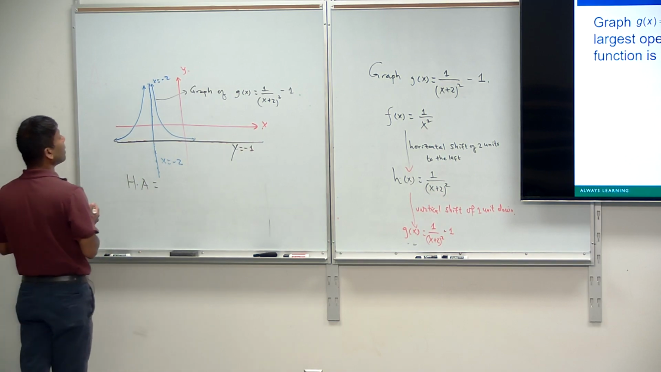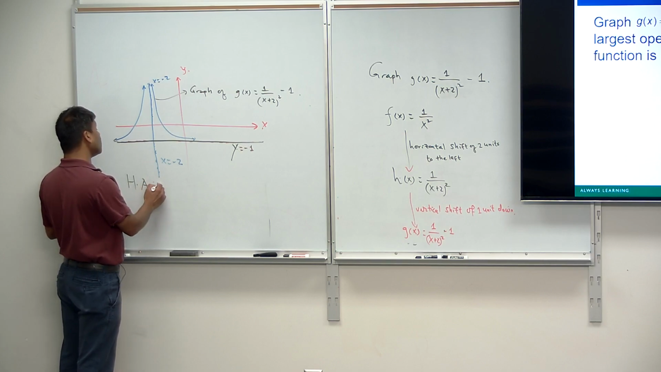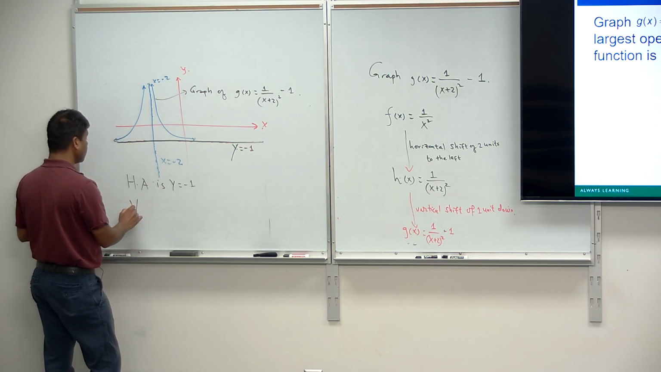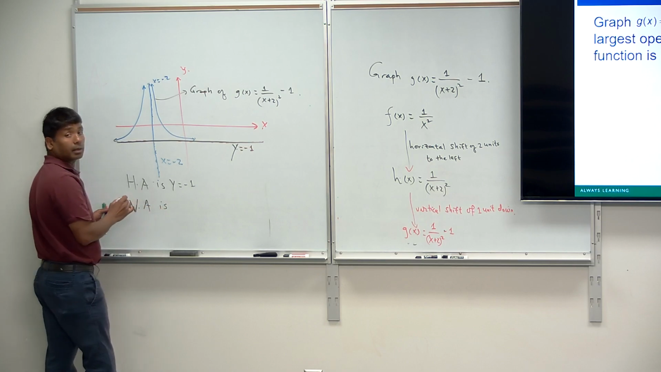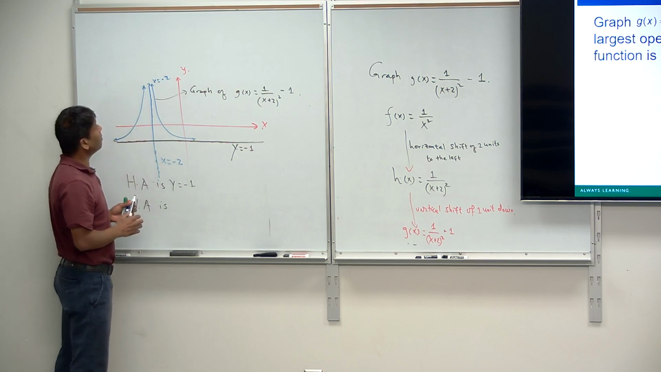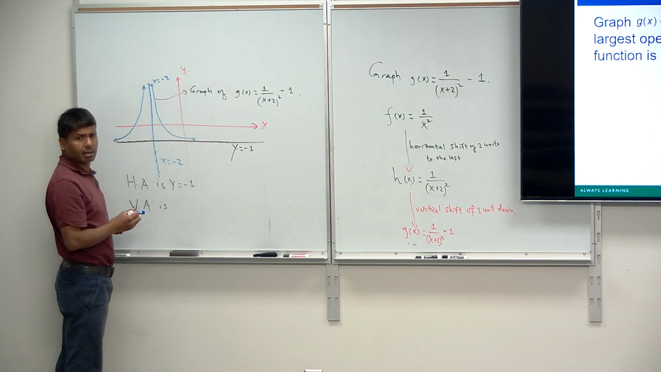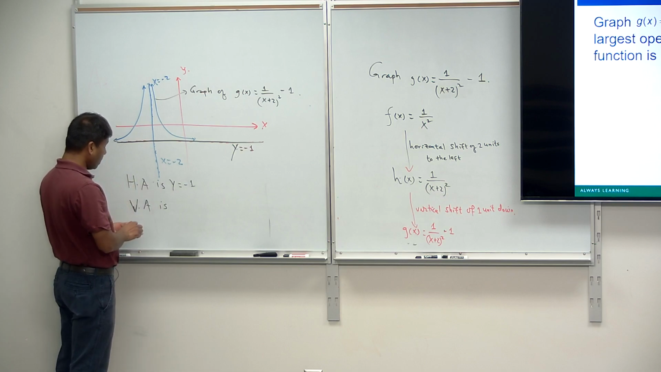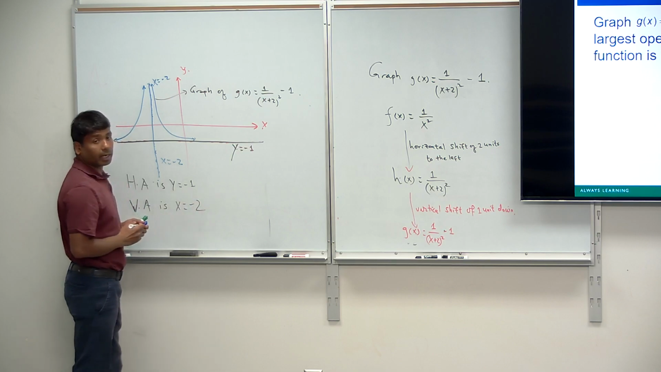So now you see the horizontal asymptote is y equal to negative 1. And what is the vertical asymptote? Look at the graph. This graph never intersects the vertical line x equal to negative 2. Right? So the vertical asymptote is x equal to negative 2.